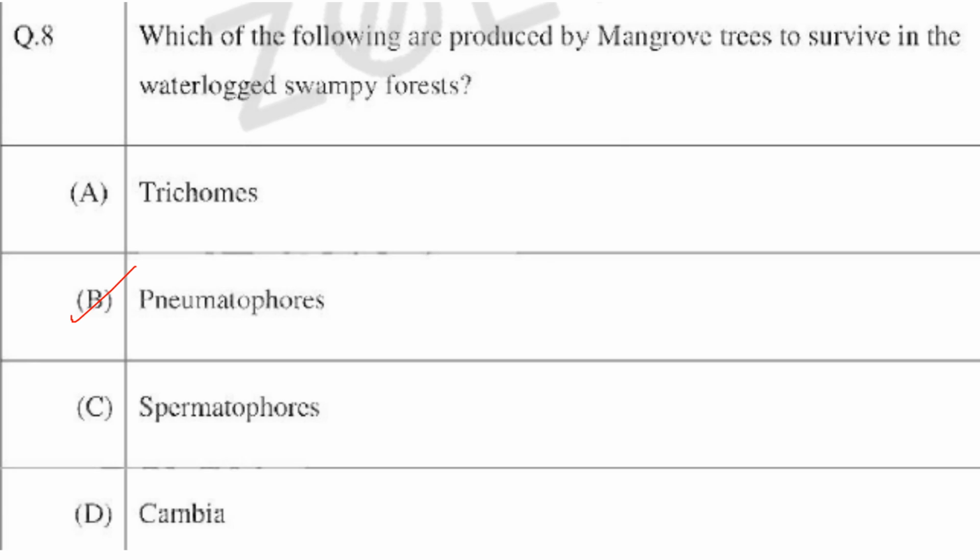What are trichomes? Trichomes are small hair-like structures on the plant surface and they are involved in defense mechanism or water repelling. Then spermatophores, they are pollen containing structures in gymnosperms. In algae and fungi, they are called male reproductive cells. Then cambia, it is a layer of tissue responsible for secondary growth. So the answer here is option B, that is pneumatophores.